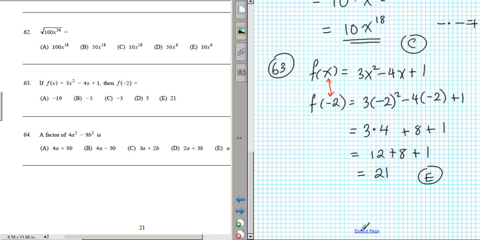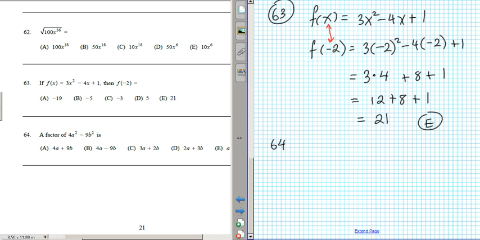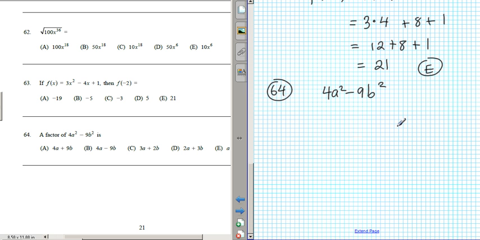Okay? Alright, let's move on to number 64. Number 64, we're asked to factor 4a squared minus 9b squared. Now, this is a square and this is a square. There's a special formula called the difference of squares formula. Anytime you have a difference of squares, this is what you do. If you have a squared minus b squared, you root the first and the last term, and then you add and subtract the roots. So this becomes a plus b, a minus b. Alright, so square root, plus or minus. Alright, so let's apply that here.